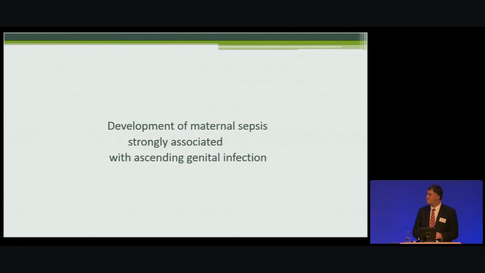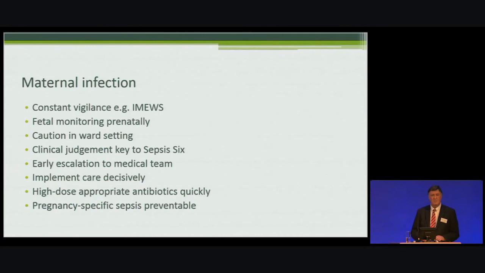So to just summarize briefly, the development of maternal sepsis in Ireland is strongly associated with ascending genital infection. We need to have constant vigilance, and that's why the introduction of the Irish Maternal Early Warning System is so important in terms of early diagnosis. It is important to remember antenatally that we have two patients and that the diagnosis of infection carries implications for both of them, and that we should monitor the second patient, and sometimes a fetal tachycardia may be a very early and subtle sign of chorioamnionitis.